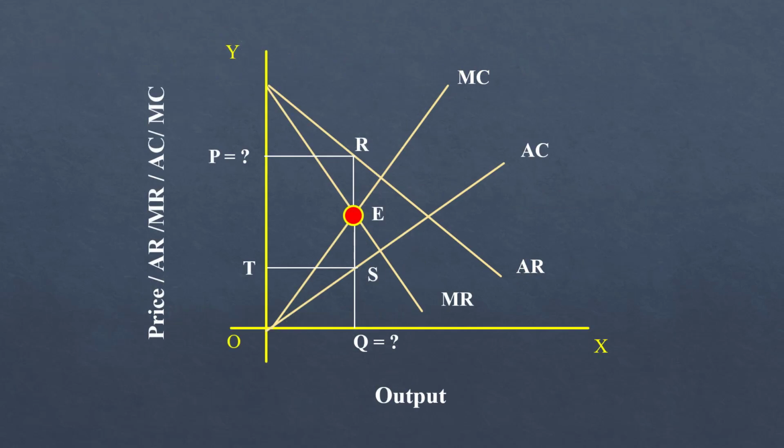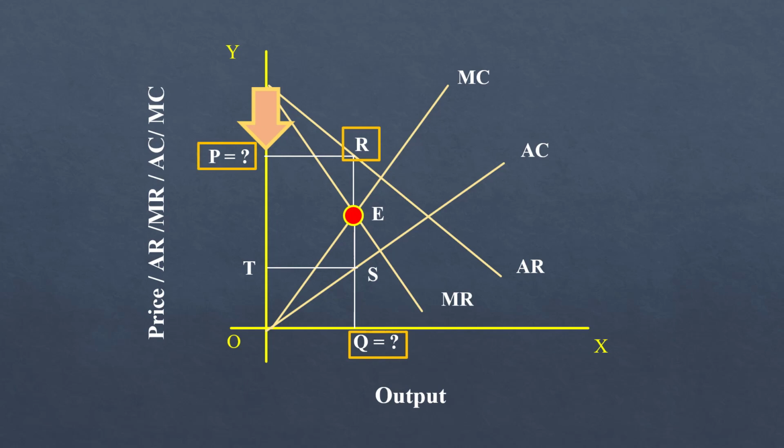Let us make use of a graph to understand this problem. This graph illustrates profit maximizing equilibrium. The marginal cost curve cuts the marginal revenue curve from below at E. This is the equilibrium point. Move down to the x-axis. We have to find output Q. Then move vertically up to the average revenue curve. It is the demand curve. Name that point as R. After reaching, turn to the y-axis. We have to find the price P.